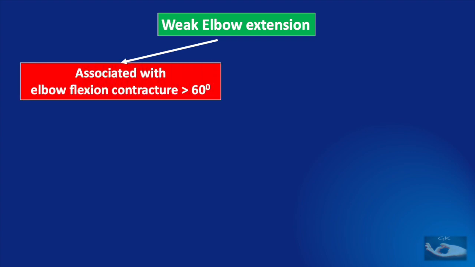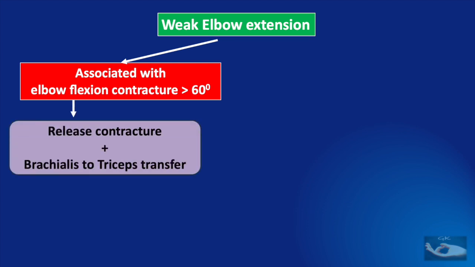If the weakness of elbow extension is associated with an elbow flexion contracture of more than 60 degrees, we need to release the contracture and then do a brachialis to triceps transfer.